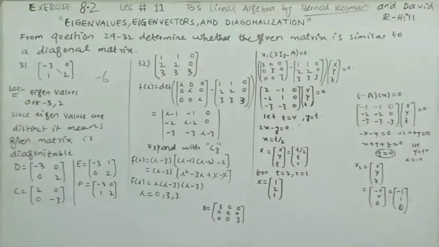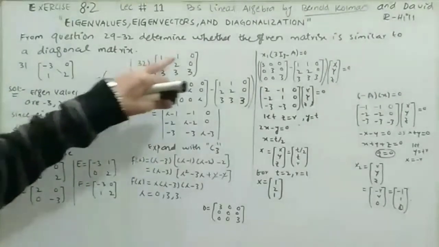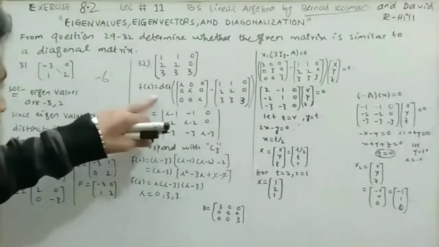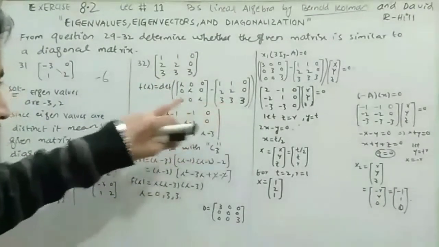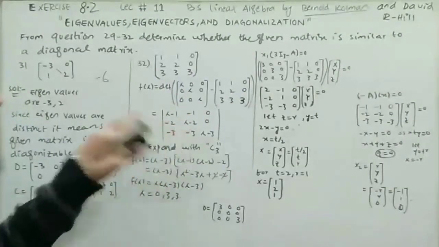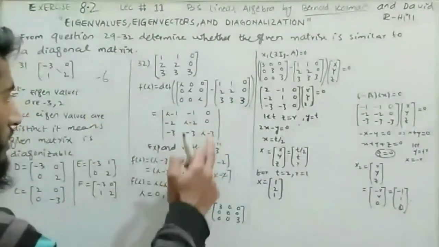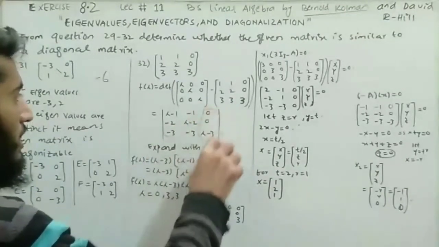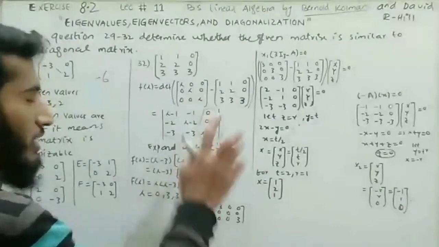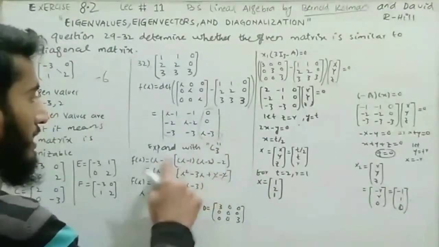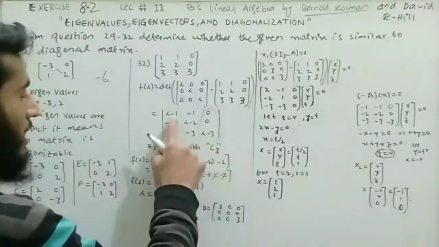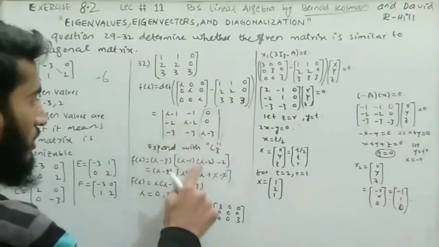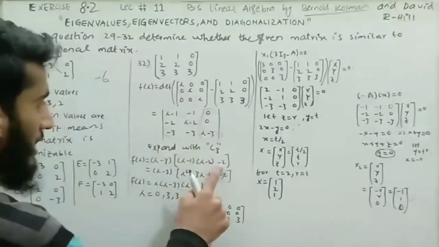Move toward question number 32: 1, 1, 0, 2, 2, 0, 3, 3, 3. So first using the definition, f of lambda is equal to determinant of lambda I3 minus A. By simplification, it will give us this matrix. Taking the determinant and expanding with column 3. So for lambda minus 3, I cross this row and this column. So expanding with C3, this and this will give us 0. So we are left with lambda minus 3. So for lambda minus 3, cross this row and this column, we are left with lambda minus 1, minus 1, minus 2, lambda minus 2. Taking the determinant of this, it becomes lambda minus 1 into lambda minus 2, and from over here we get minus 2.